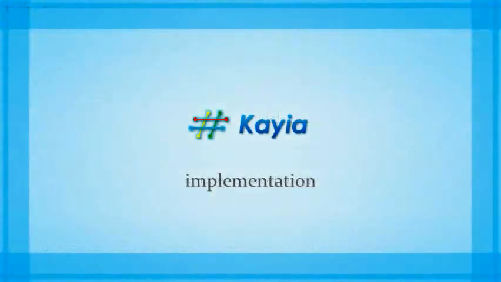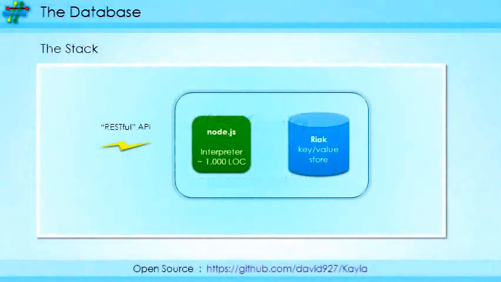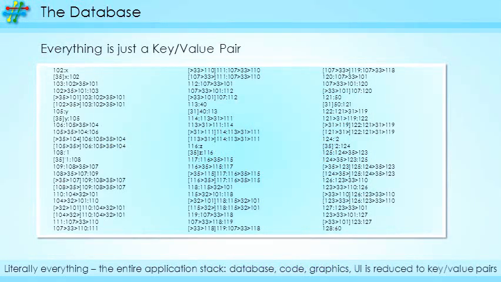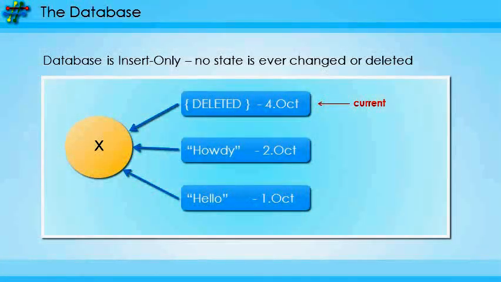Now, a quick word about the implementation. I'm trying to keep this short. So it's all done on Node.js as the interpreter with a backend of React, which is a key value store. And it's all done in about 1,000 lines of code. It's pretty small. And it's open source, available. Everything in this has been reduced to a key value pair, just everything. So the code, which I didn't go into, which are actions, the database itself, any graphics, the UI, that's all just tiny key value pairs.